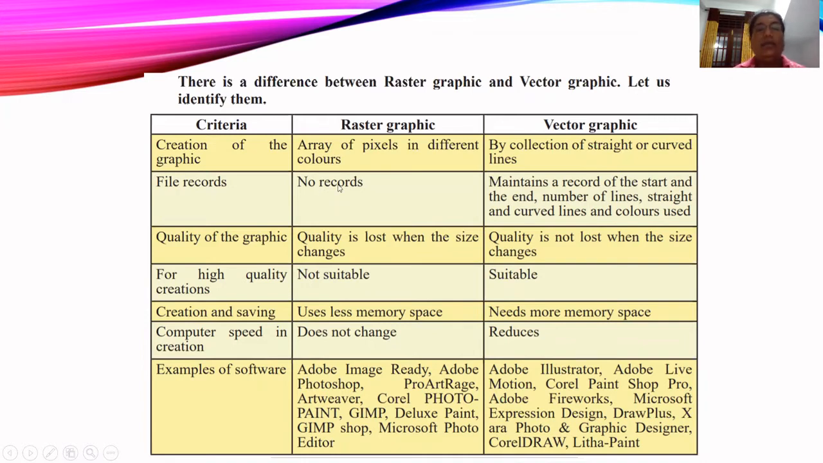Now, file records. With the raster graphic, there are no records, right? So that's why when we enlarge that image, what will happen? The quality goes down. Quality is reducing because there is no color information, there are no other records. So that's why quality is reducing when we enlarge, because there are no other records, right?